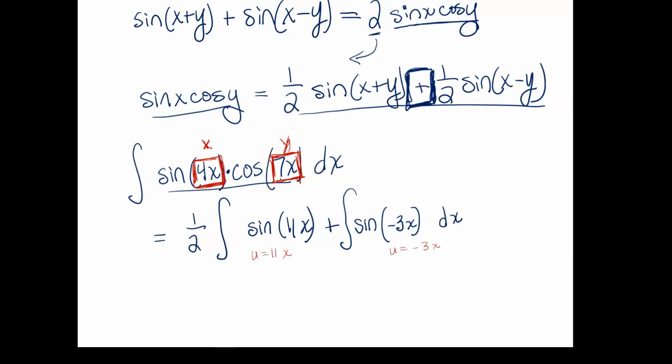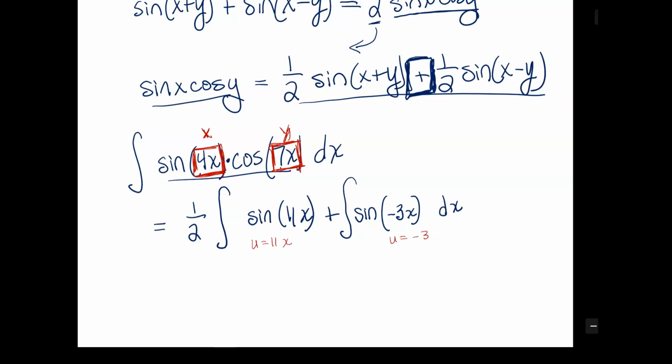There is one other identity, though, that would be helpful here, and that is to remember that sine of a negative angle is equivalent to negative sine of the positive angle. So this isn't what we're actually doing, but this is how you can remember it. When it's a sine, a negative inside the angle can be factored out.